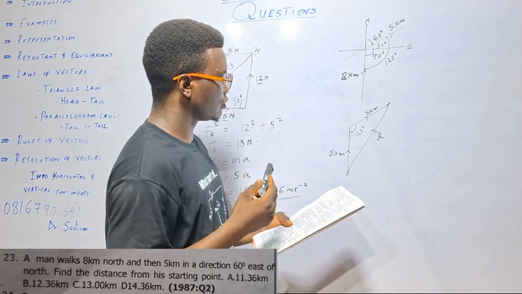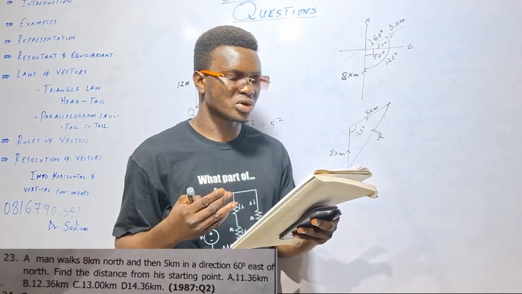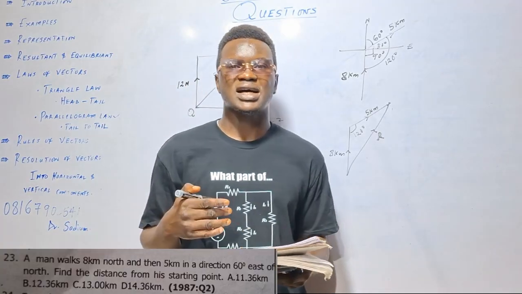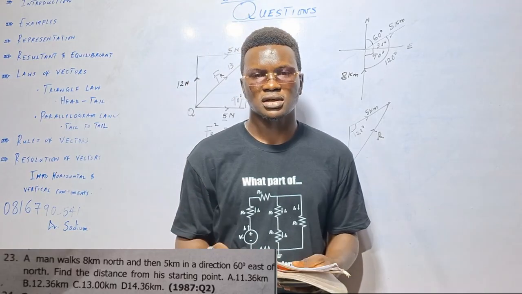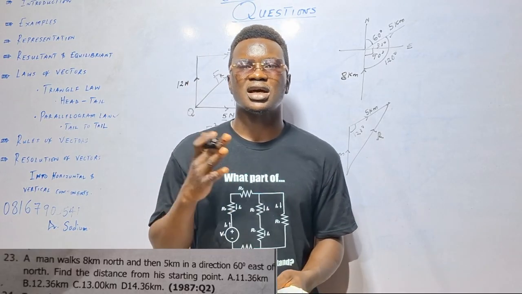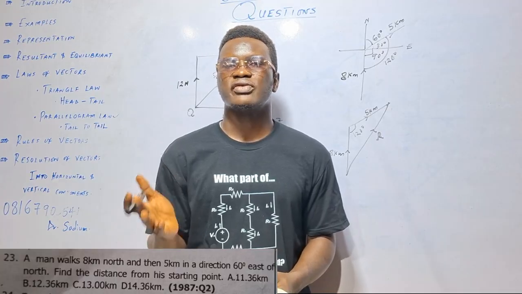So at the end of the day, we are going to determine the resultant using our cosine formula that I gave you. Anytime that you are using the angle facing R, how do you determine the resultant?